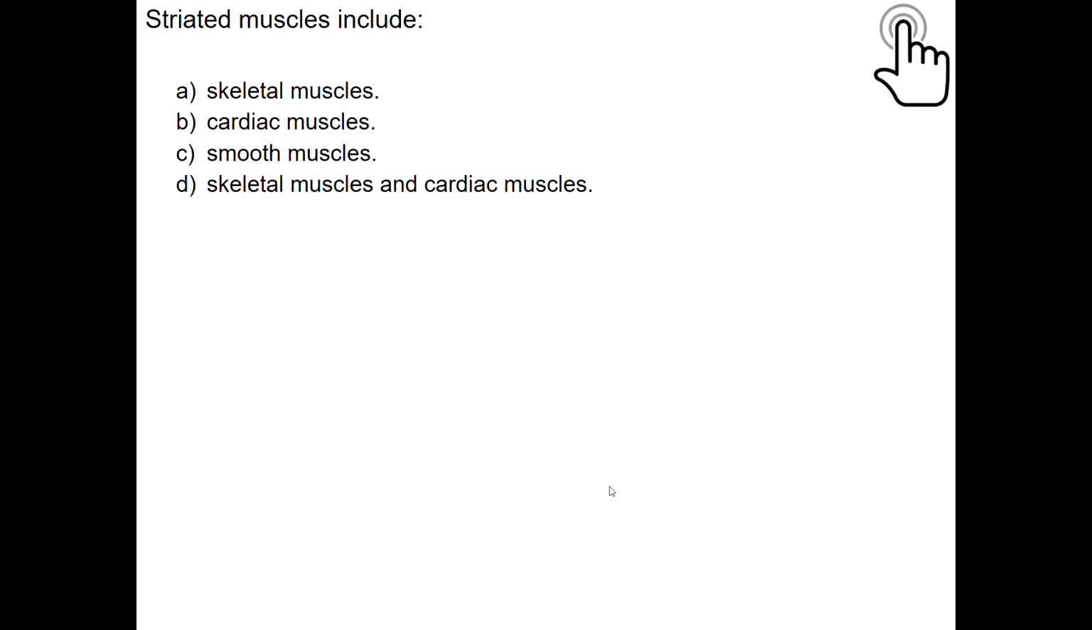So it's our first out of class clicker question. The first question for today is, striated muscles include which of the following? A, skeletal muscles, B, cardiac muscles, C, smooth muscles, or D, skeletal muscles and cardiac muscles. So pause the video and answer the first question in the quiz below.